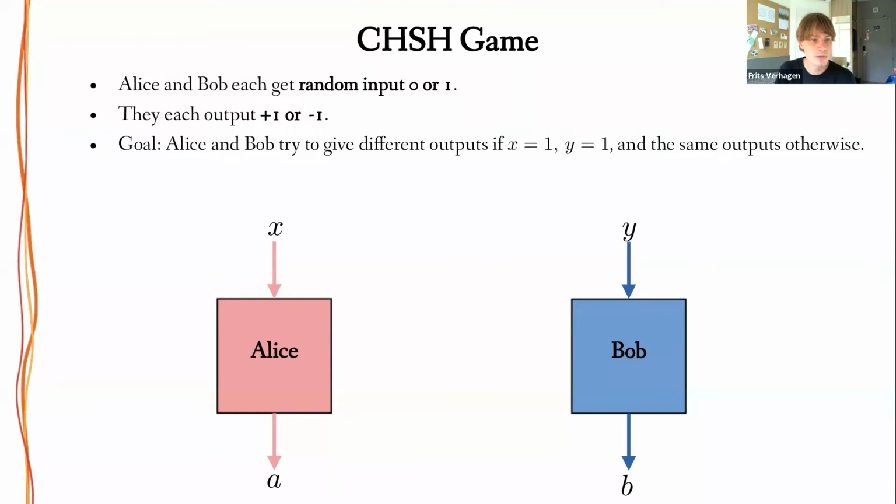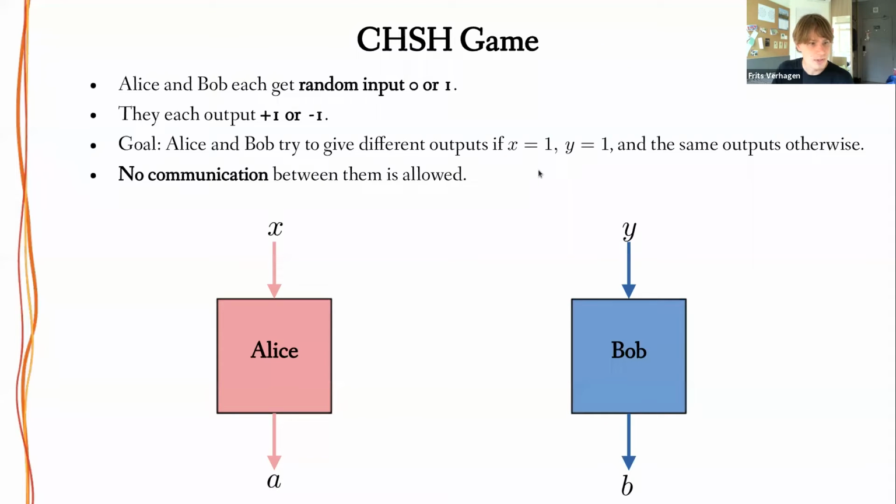Alice and Bob both get a random input bit. They get a 0 or a 1, which we call X or Y. Then they can output either a +1 or a -1. The goal of Alice and Bob is to try to give different outputs every time if X is 1 and Y is 1. So if both of their inputs are 1, they want to output a different output, A and B. But if the inputs are different than 1 and 1, they want to output the same output, right?